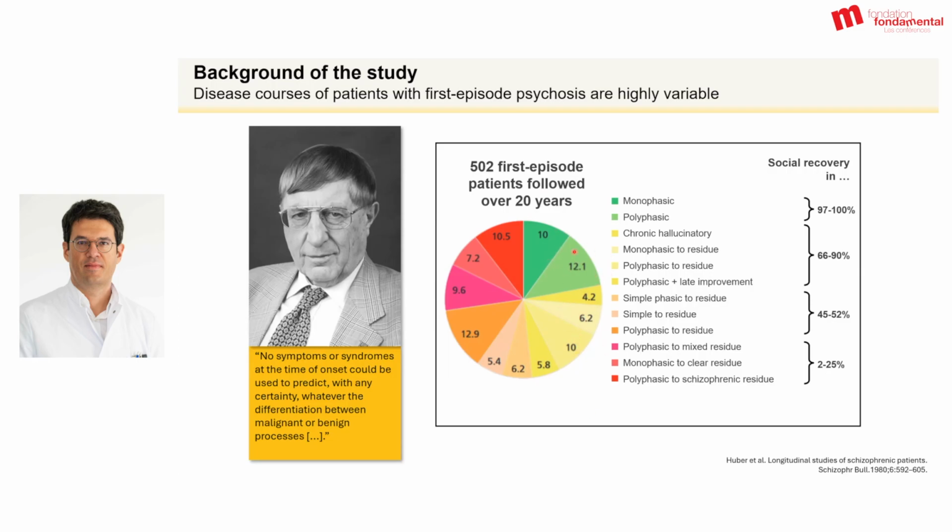So you have people who basically have one or two, a few episodes, these green parts of the pie chart. Then you have people with an intermediate course, so 50% of the population, where you have monophasic courses with some residual symptoms. And then there is another quarter of the population, unfortunately. And this has not really changed so much, I would say, despite everything we do, all the treatments that we have. This quarter of the population has these kind of polyphasic courses with chronic poor outcomes, basically. And he said that at the baseline, it would be just impossible to predict with a certain level of certainty what the differentiation between malignant or benign processes would be. So that means it would be impossible. That was his view on the problem, to predict the outcomes of these individuals.